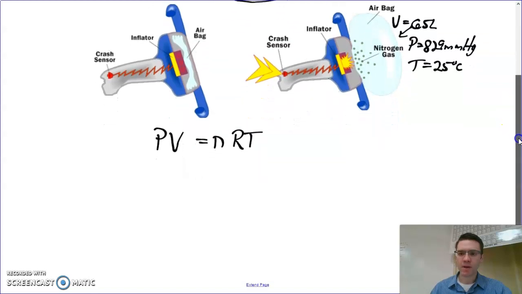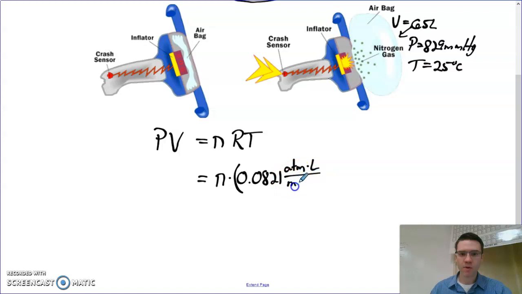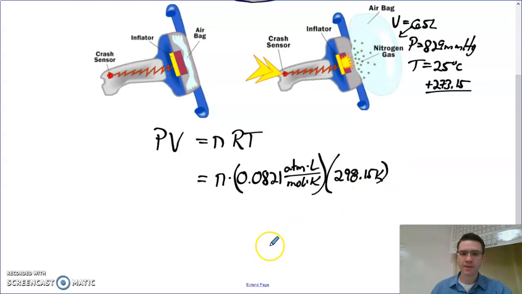If you remember from 2 weeks ago, our R is a constant. We're going to be solving for the number of moles, so I'm just going to call that N. R is a constant, 0.0821, and that constant has units of atmospheres times liters per mole times Kelvin. These are the units that everything else has to be in our problem. So the temperature for this particular problem needs to be in Kelvin. We're in degrees Celsius. To convert that, you add 273.15, and that comes out to 298.15 Kelvin. We're going to plug that into our ideal gas law.